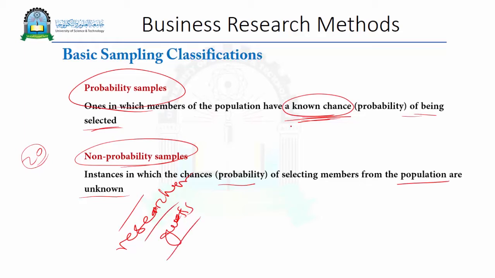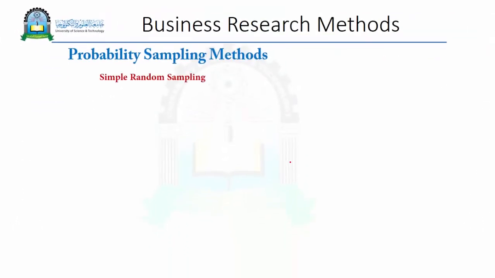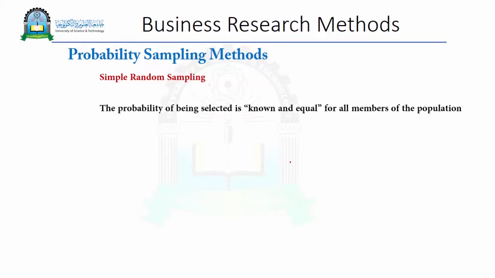So here the chance is equal and known. Here the chance is not known, and it might not be equal for everybody. So for probability sampling, we have a lot of techniques. The first one is what we call simple random sampling. It is one of the techniques of probability sampling. The probability of being selected is known and equal for all the members of the population.